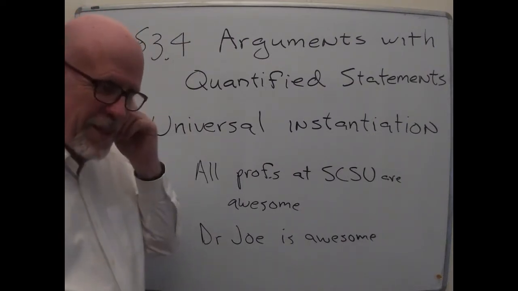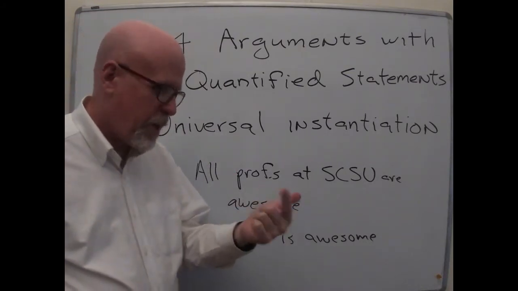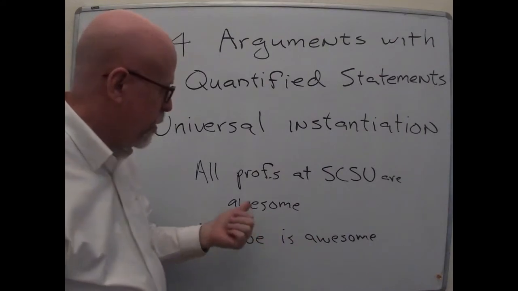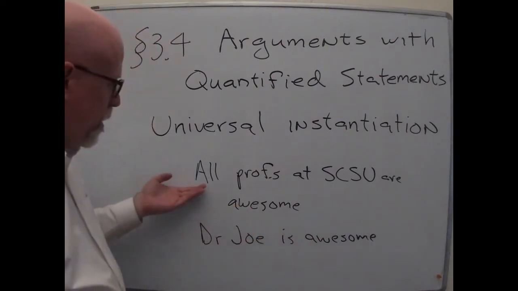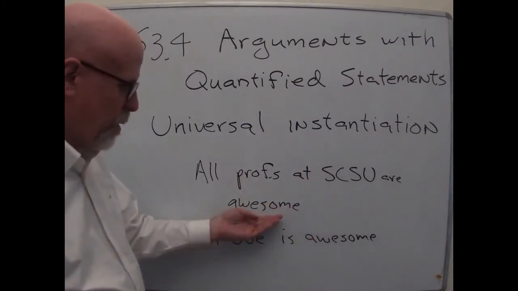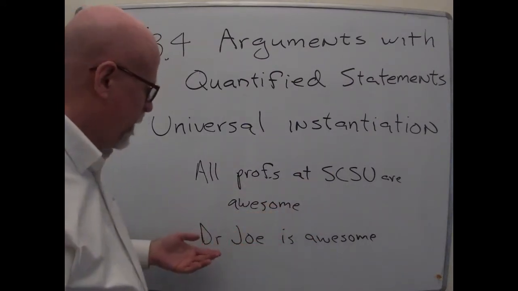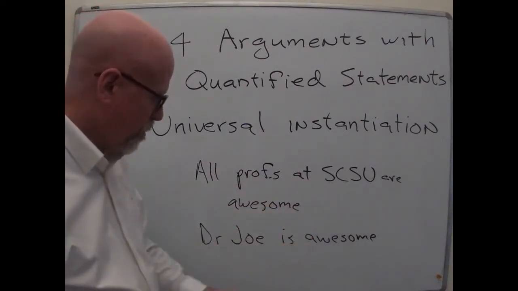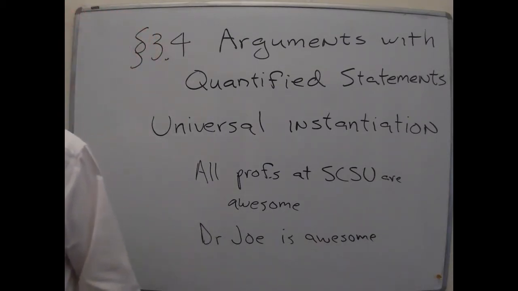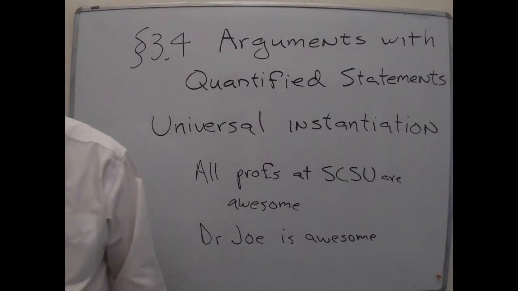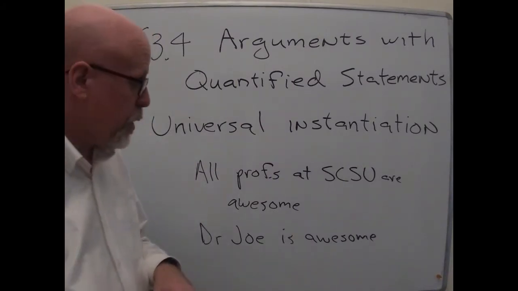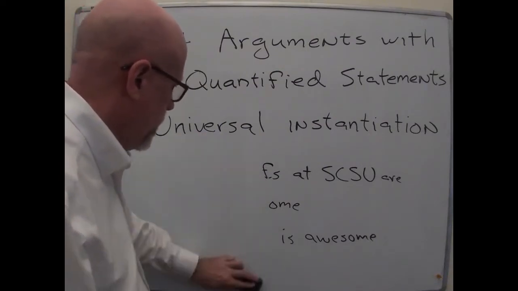Remember the argument we did, all men are mortal, Socrates is a man, therefore Socrates is mortal? That's really a universal instantiation. We were saying all men, well, instead of awesome, are mortal. And then Socrates was mortal. I'm not comparing myself to Socrates, but you get the idea. So let's look at the two argument forms we did last time, and then we will add quantification to the mix there.